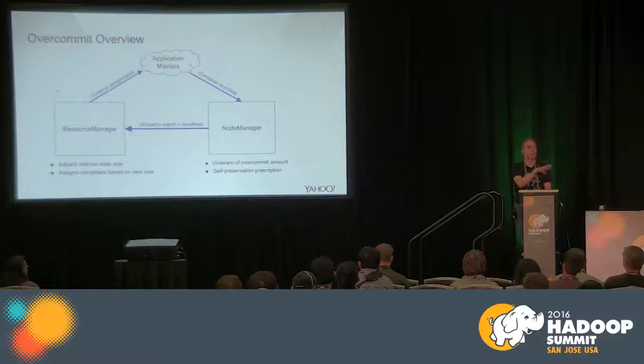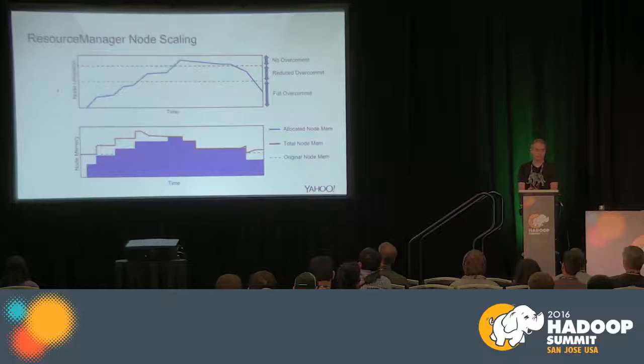And the resource manager is the only one that actually knows what the overcommit is. It's just changing its internal bookkeeping of how big it thinks the node is. The node itself is sort of blissfully unaware of how much is being overcommitted. It just knows utilization and when to shoot. Okay, so how does the resource manager do that scaling?